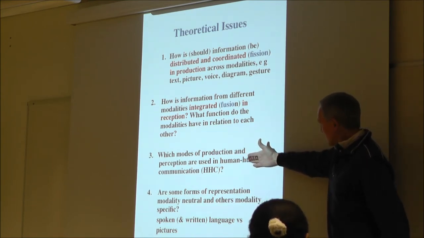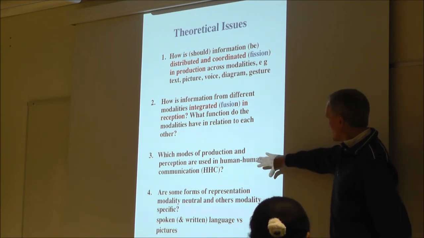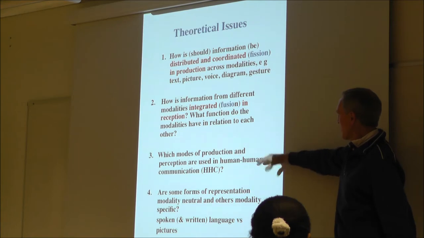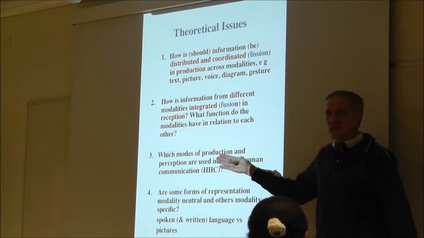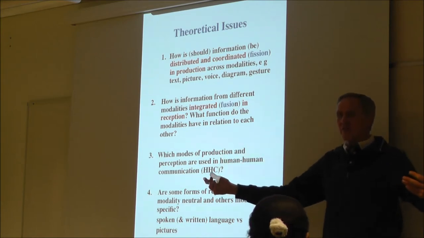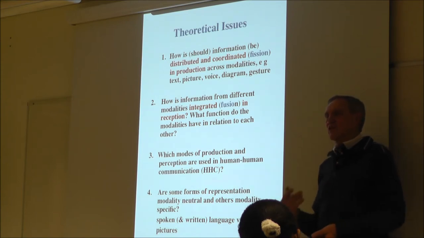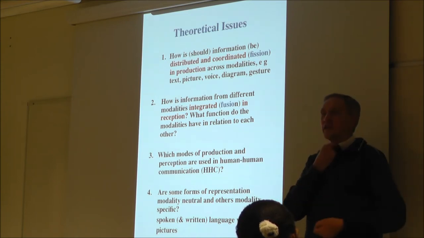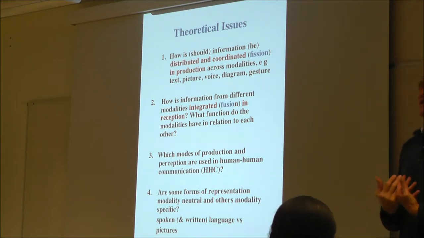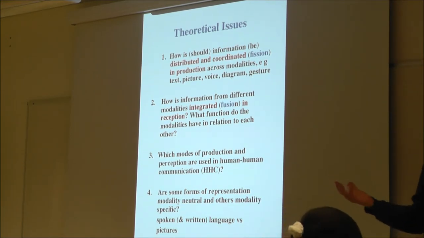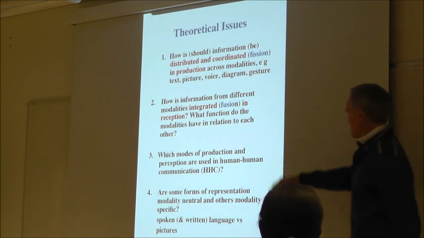A slightly less basic question, but still quite basic, is what modes of production and perception are used for what, you might say, in human-human communication? So that means, what kinds of information do I use my hands to convey? What kinds of information do I use my intonation, prosody to convey? What kinds of information do I use the verbal meaning of the verbal symbols? So that's modes of production.